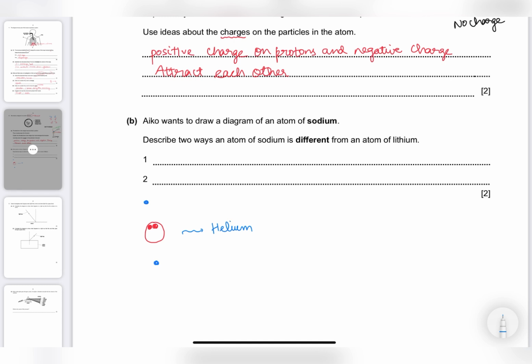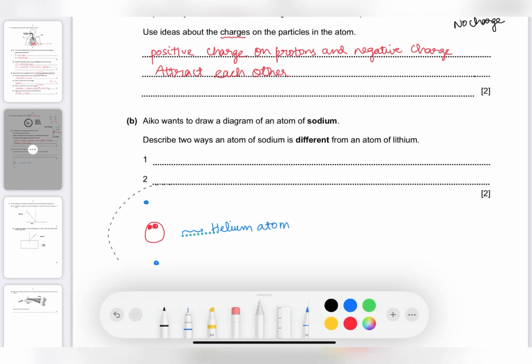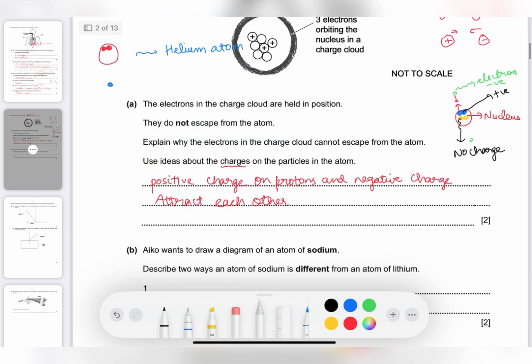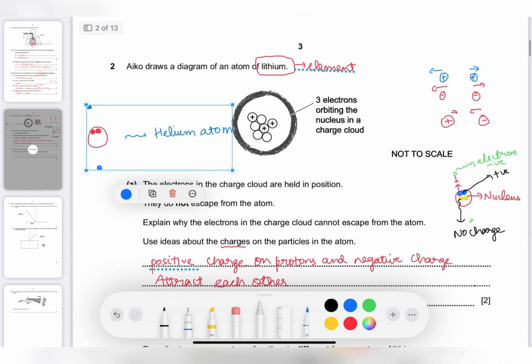This is a helium atom. Now I want you to observe this helium atom and this lithium atom. What changes can you see? If we look carefully, here are two protons, and over here are three protons. Yes or no? Can you see?